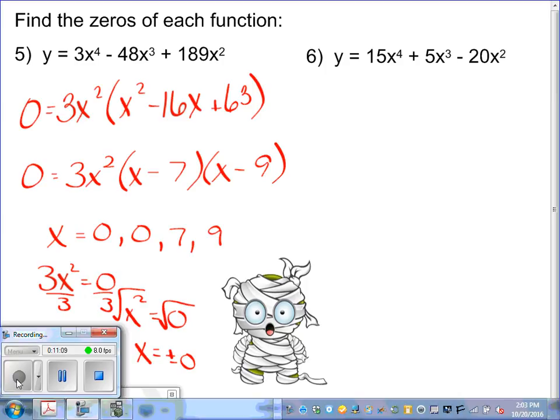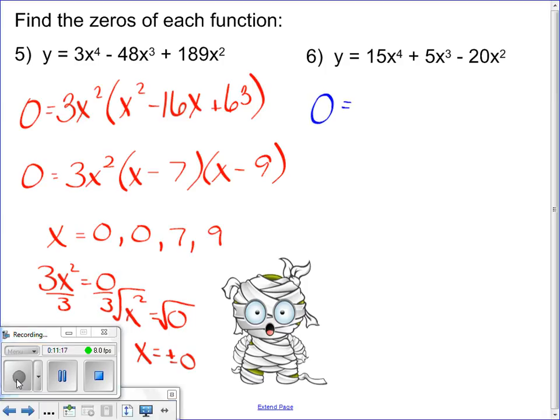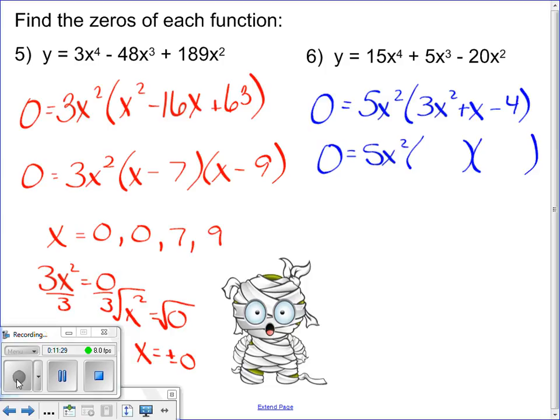All right, number 6. What did you do first? 0 equals, what'd you take out? So 3x squared. Good. Factor further. Good. So x equals? I like to list 0 twice because I'm weird like that. And then -4/3.